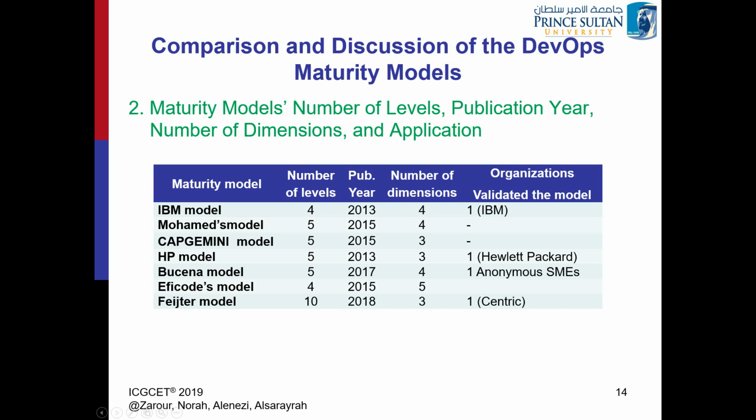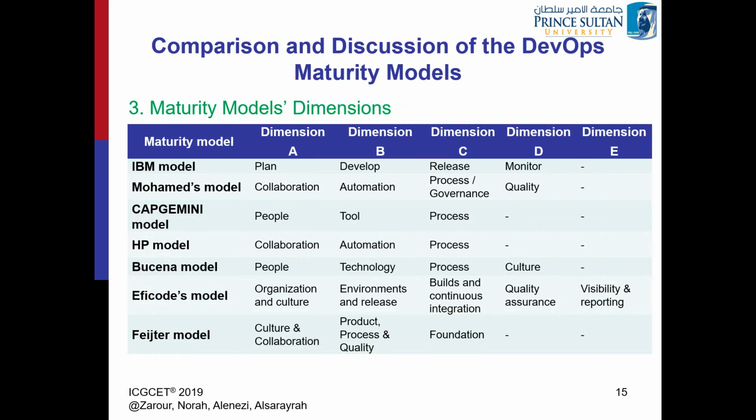Now, IBM has validated their model by applying it in the IBM company. The HP model has been validated in the HP company. Bucena has implemented the HARE model in one anonymous small and medium size enterprise. Feiter has validated it in one company called Centric. The other 2 or 3 models here haven't been validated yet in any documented empirical study or research till now.